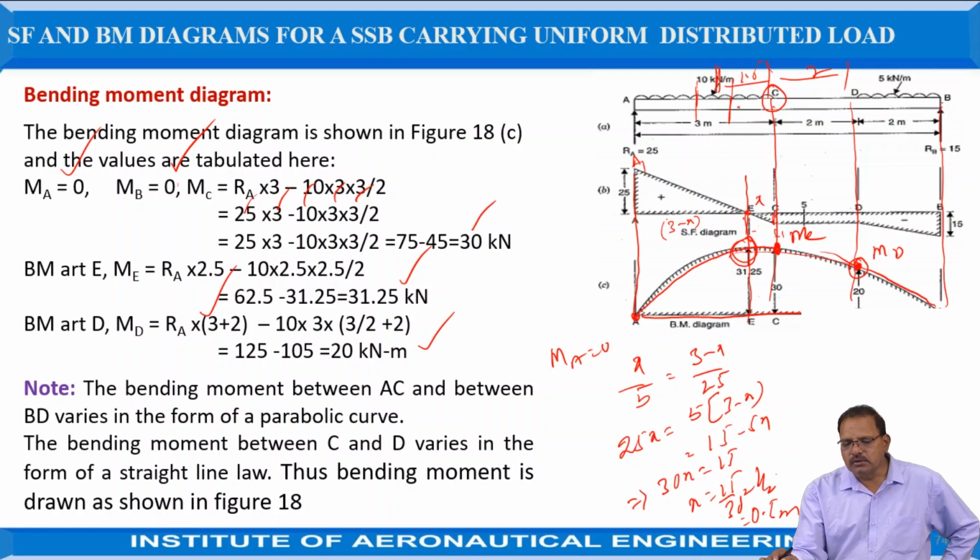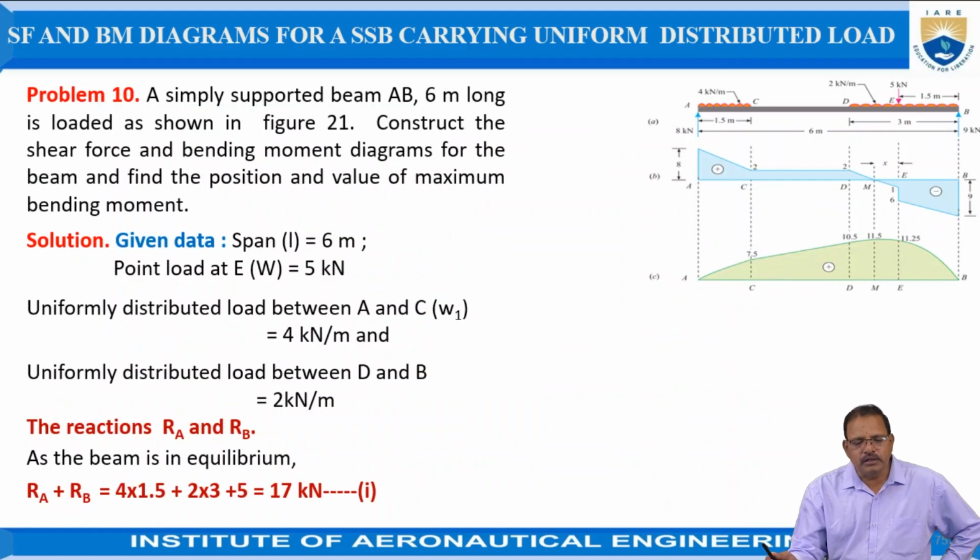We need to subject it to two types of uniformly distributed load. One is between AC, one more is between BD, as shown in figure. A simply supported beam AB, 6 meters long, is loaded as shown in figure. Construct the shear force and bending moment diagram for the beam and find the position and the value of maximum bending moment. Here in this beam, between AC, 4 kilonewton per meter force is acting. Again between B and D, 2 kilonewton per meter is also acting, and 1.5 from B, that is in the middle of this force, a 5 kilonewton force is acting. That means it is a combination of uniformly distributed load as well as a point load.